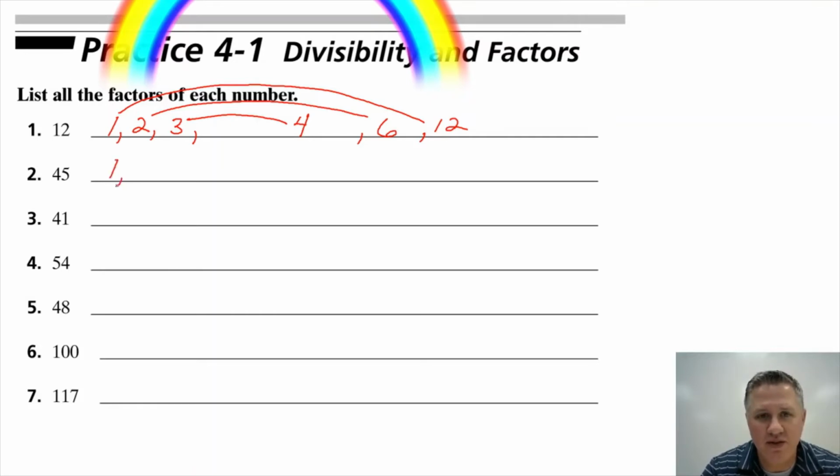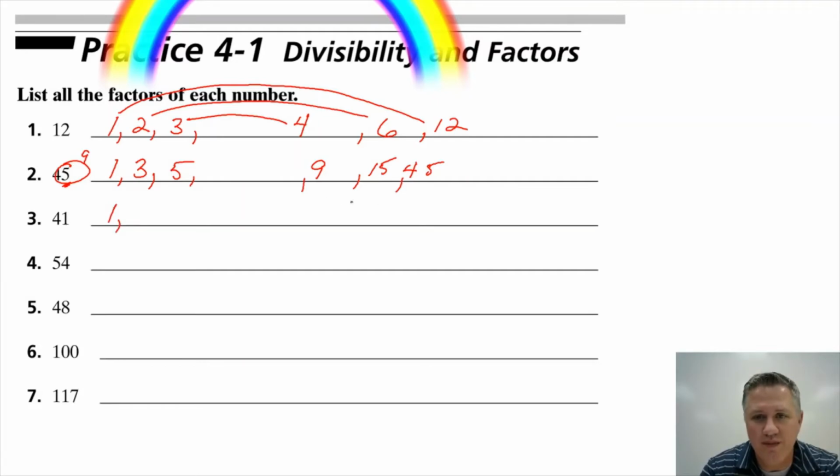Okay, 45. 1 and 45. I know even numbers can't go into it because it's odd, right? So we're not even going to check the even numbers. So 3, can 3 go into it? Yes, because the sum of the digits is 9. So 3 goes into it 15 times. 5 can go into it. Well, let's see. 5 times 9 is 45, sorry. And now all we have to check is 6, 7, and 8. And none of those work, so those are the factors of 45.